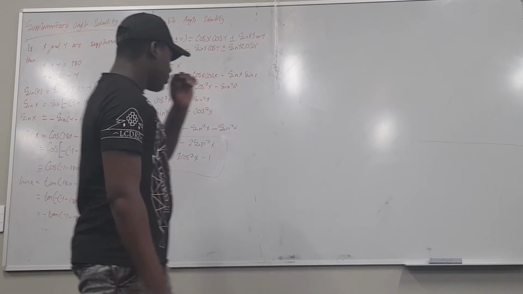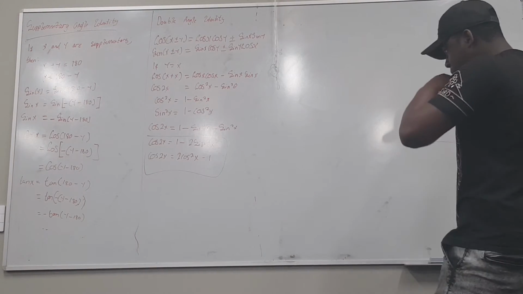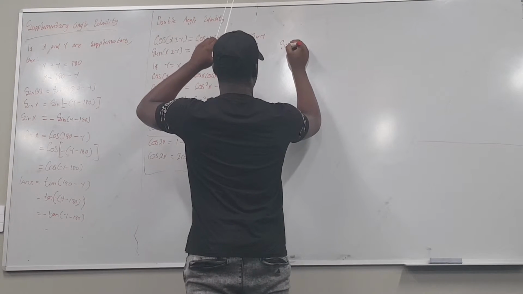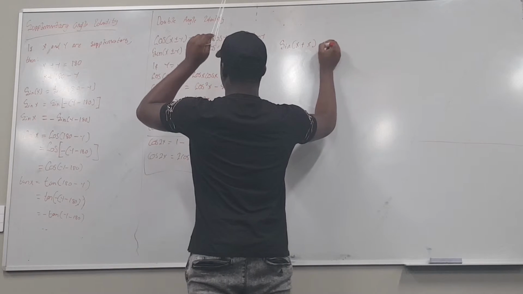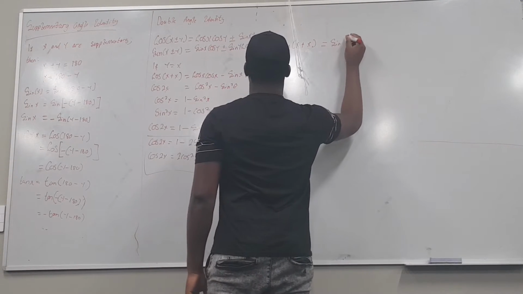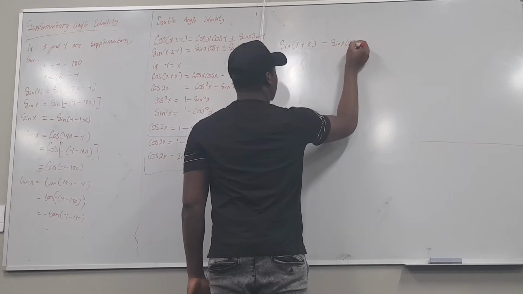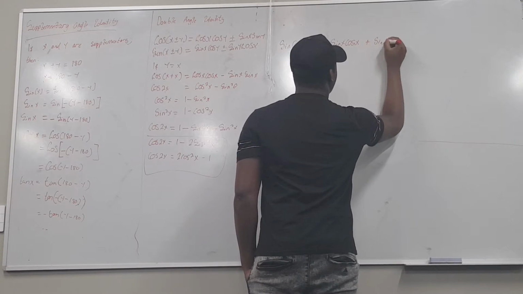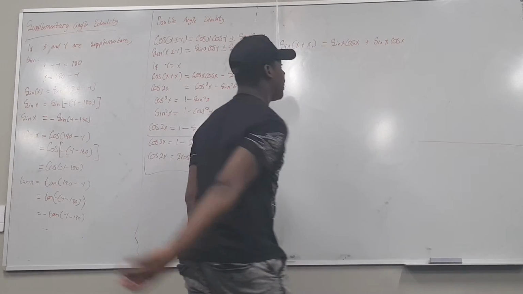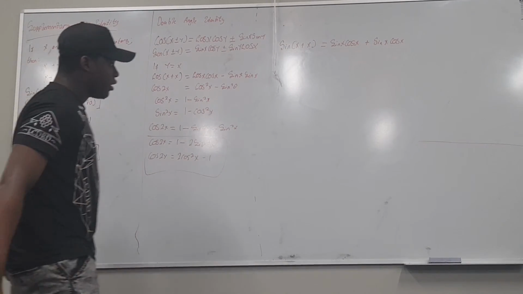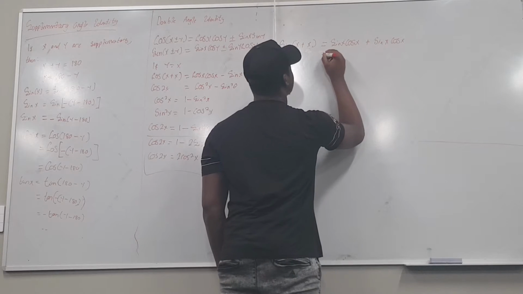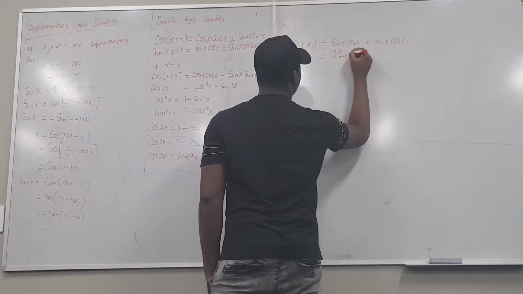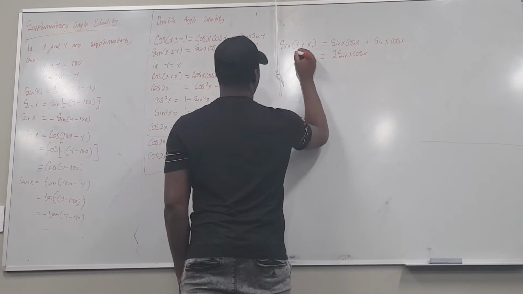For sine, we have that sine x plus x, or sine 2x, is equal to sine x cos x plus sine x cos x. So if you have two things multiplied and the same thing twice, it's literally the same thing. And that's equal to 2 sine x cos x. And that's equal to sine 2x.